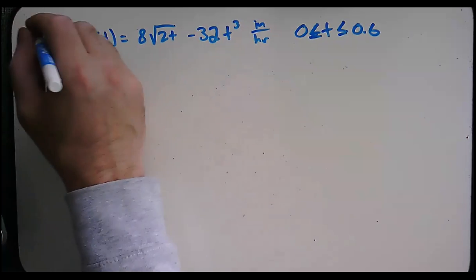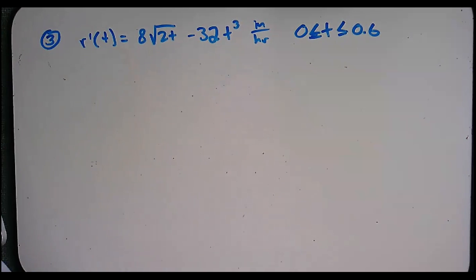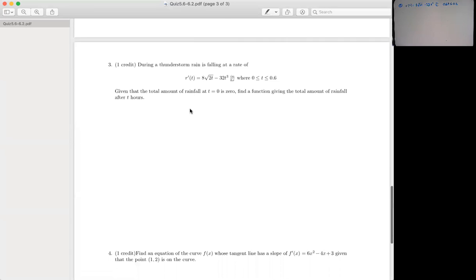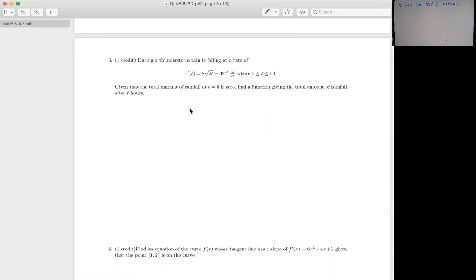Okay, I'm going to take a look at problems 3 and 4 here. Let me just take a look over at the original assignment here. So problem 3: during a thunderstorm, rain is falling at a rate of r prime of t equals 8 times the square root of 2t minus 32t cubed inches per hour, where t ranges between 0 and 0.6. So problem 3 asks us to give the total amount of rainfall, given that the total amount of rainfall at t equals 0 is 0. Find the function giving the total amount of rainfall after t hours.